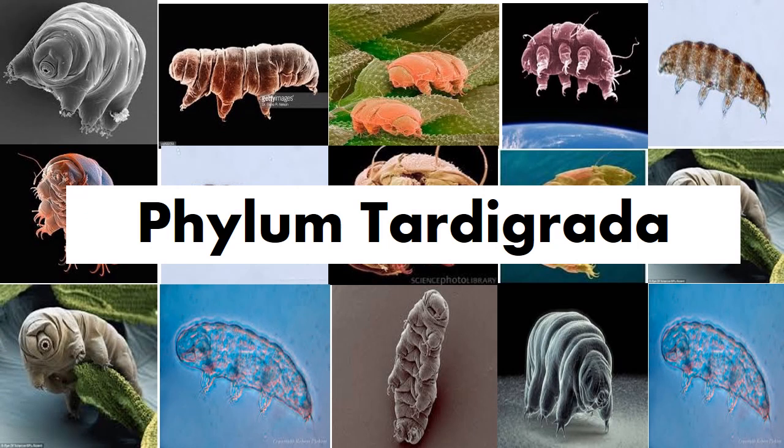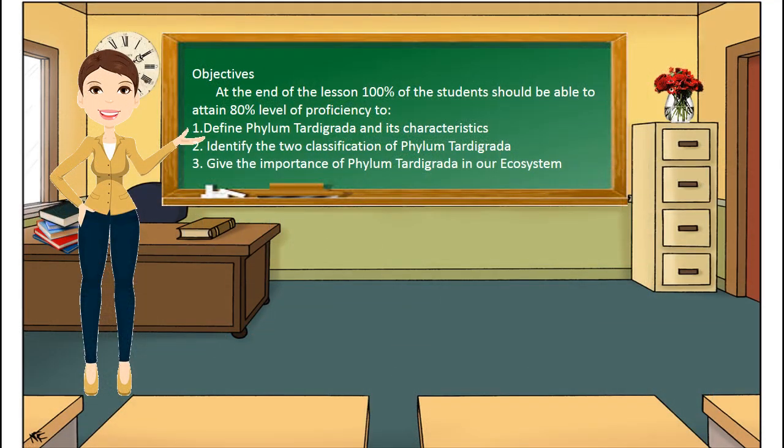Phylum Tardigrada. Our objectives. At the end of the lesson, 100% of the students should be able to attain 80% level of proficiency. 1. Define phylum Tardigrada and its characteristics. 2. Identify the two classifications of phylum Tardigrada. And last is to give the importance of phylum Tardigrada in our ecosystem.